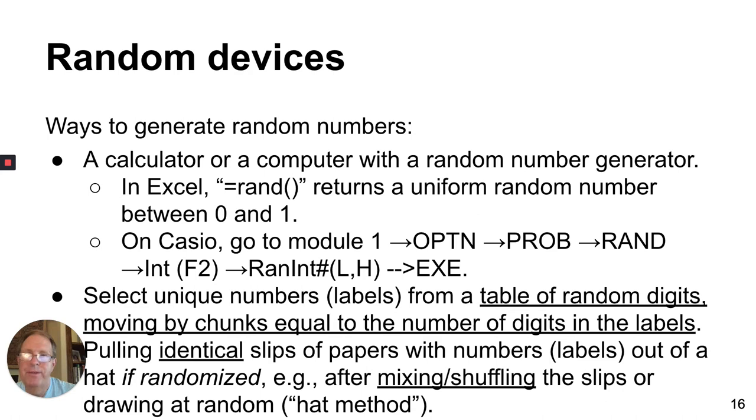Now, there's a couple devices that you can use to generate random numbers or make a random selection. One way is to use a calculator or a computer with a random number generator. And I'm not going to walk you through the mechanics of that, but I've described how you can do it in Excel or Casio. Another method is to select unique numbers or labels from a table of random digits, moving by chunks equal to the number of digits in the labels. Well, what is a random digit table?